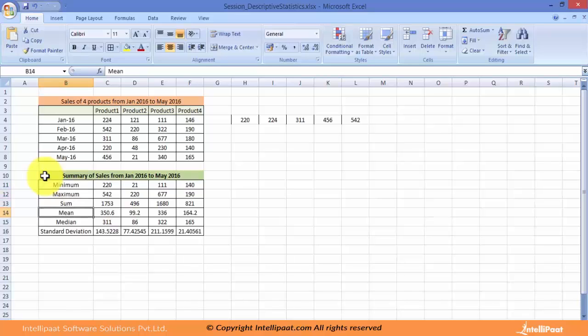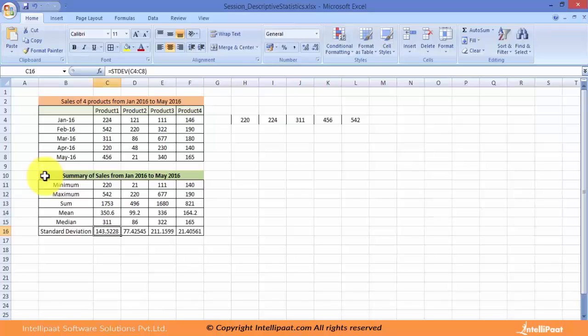Any variable, here the variable is sales of product one. For example, let us say this is the variable. That variable will have a mean and median. First I want to describe the profile. A profile is nothing but the characteristics that any variable has, which can be represented in the form of min, max, sum, mean, median and standard deviation.